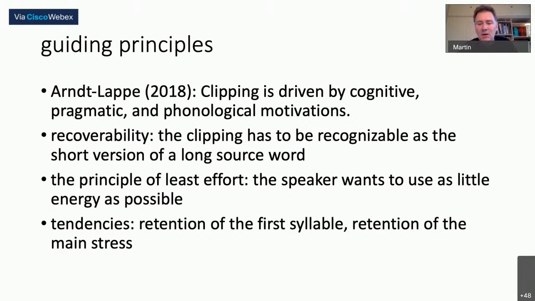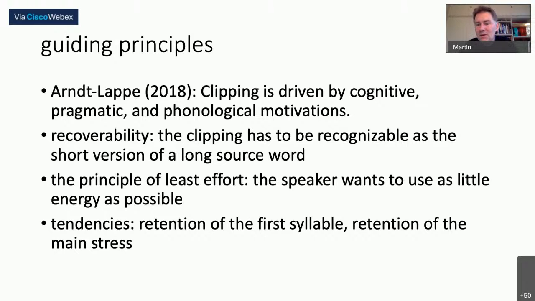So, a crucial issue in this regard is what Antlappe calls recoverability. So the clipping has to be recognizable as the short version of a longer source word. Yeah? If I use a short word and you cannot figure out what longer words it belongs to, then the communicative project has failed, so to speak. This means that the safe choice for the speaker would actually simply be to use the whole source word and not clip at all. But on the other hand, there's also a motivation to make the clipping as short as possible. And that would be the principle of least effort. Yeah? So the speaker wants to use as little energy as possible. And that recoverability and the principle of least effort are conflicting forces. They're competing motivations, and they balance each other out.